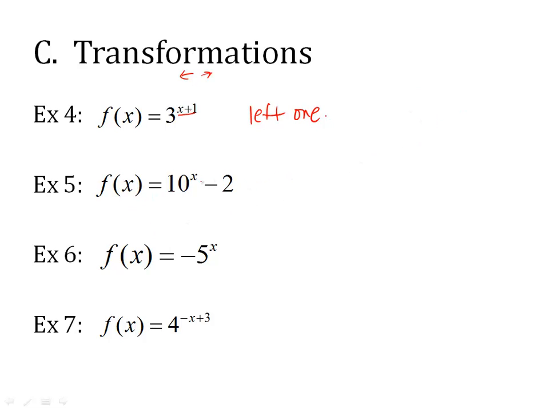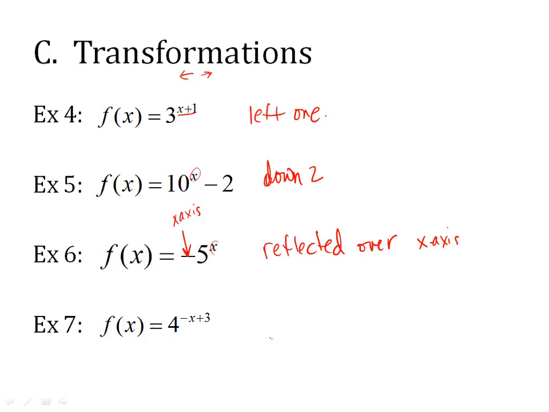Example 5. Tell me what's happening. Well, nothing's happening to my x, but the whole thing there is being subtracted by 2. So if you remember transformations, that means it's going down 2. The whole graph is shifting down 2. Example 6. Nothing's happening to x. However, there is a negative sign right here, and that means it's reflected over. If the negative is on the outside here, that means it's reflected over the x-axis. If it's happening to the x in the power, that's over the y-axis. So I would say reflected over the x-axis. Type that in your calculator, sketch that graph, and you'll see what we're talking about here.